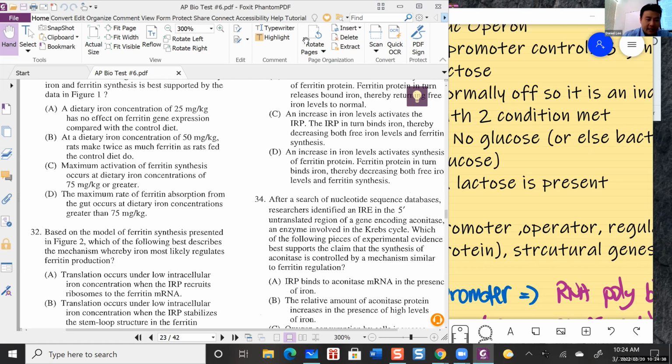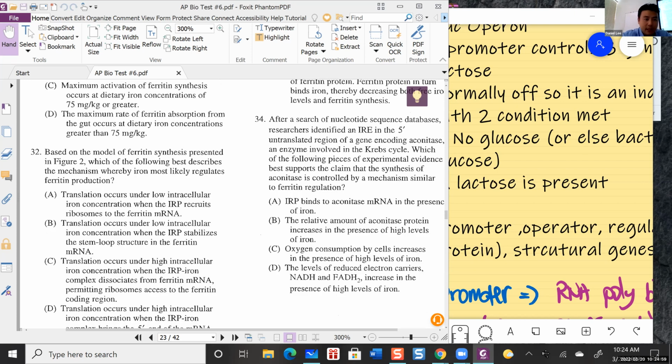Yeah. And D is wrong. It's talking about ferritin absorption from the gut. No. There's no detail on the gut. We're just measuring how much ferritin in the blood of those rats. That has nothing to do with absorption. Yeah. So that's just something made up somewhere.